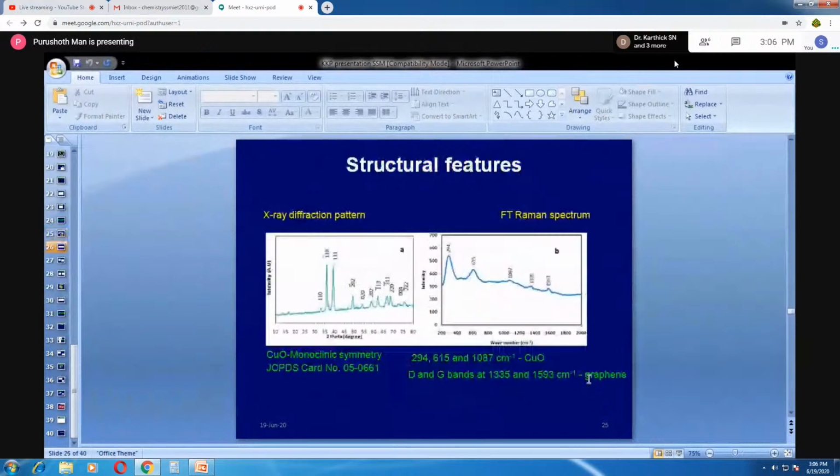Again, the structural features confirm the formation of copper oxide. So this is clearly confirmed. This is a hybrid nanocomposite formed in this work.